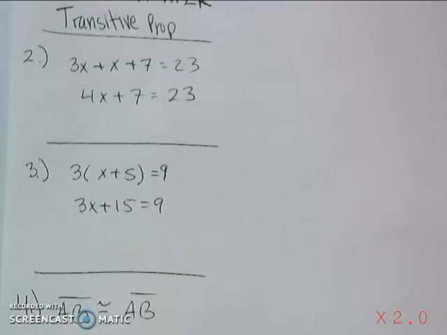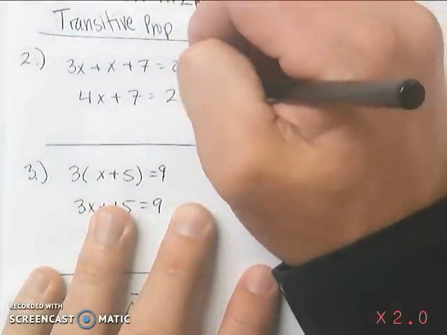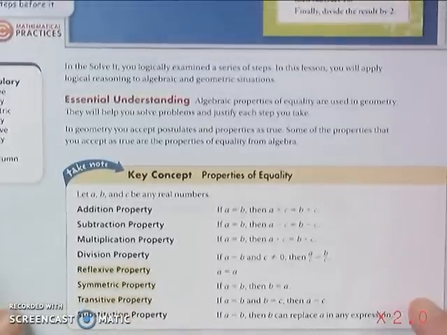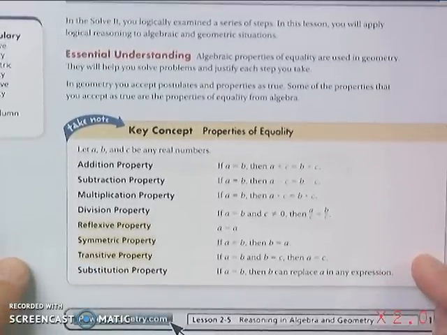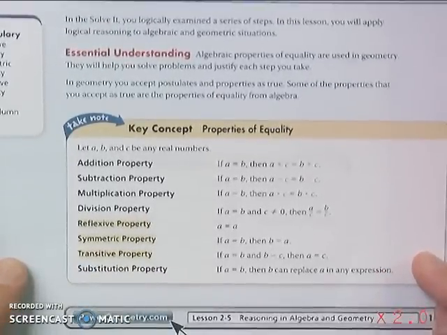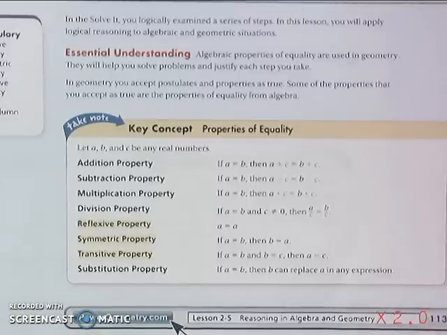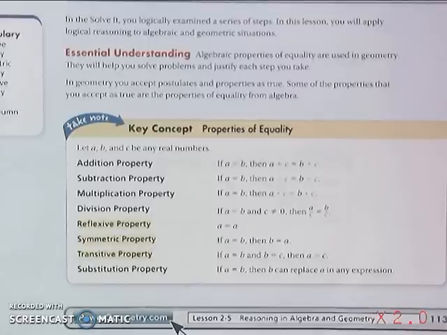Number 2. My question is, how am I going from here to here? Just like we did in that proof earlier. Well, I have 3x plus x plus 7 equals 23, and then I become 4x plus 7 equals 23. Well, we can take a look through our properties. Is it addition property? Am I adding something to both sides? Not really. I'm adding the x's together, but I'm not adding them to both sides. Is it subtraction? No. Multiplication? No. Division? No. Reflexive? I don't even know what reflexive is.